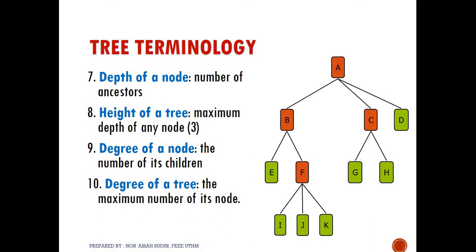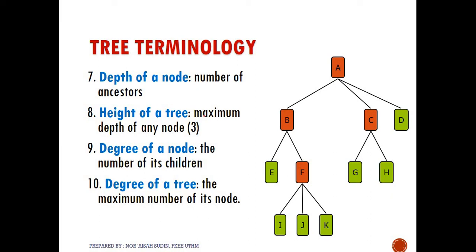The depth of a node is the number of ancestors. So the depth of B is 1 because there's only one ancestor for B, which is A. What about F? The depth of F? Okay, 2, because B and A are the ancestors of F. You see here, number of ancestors.